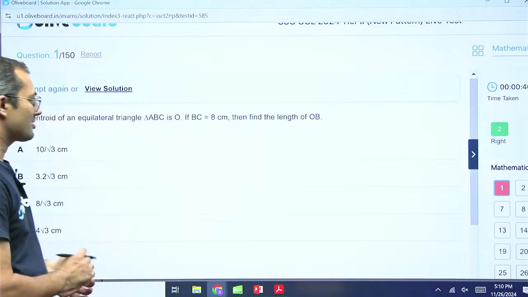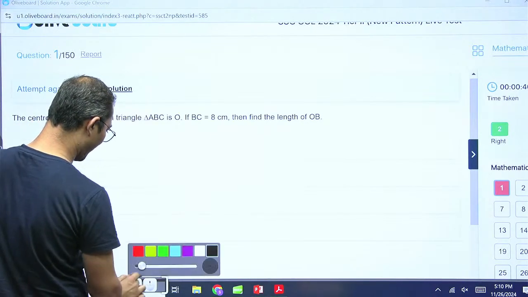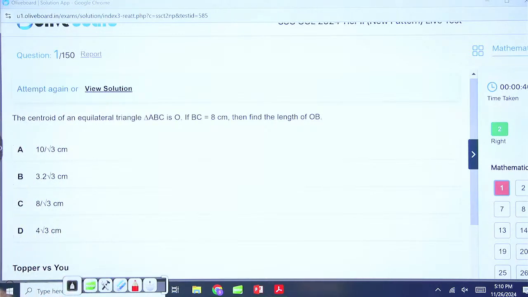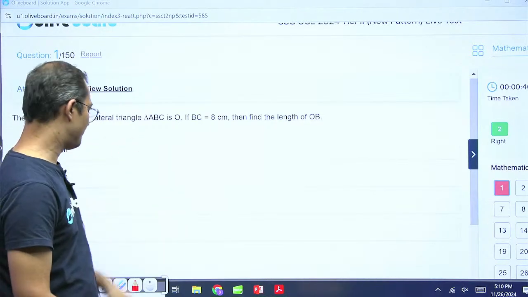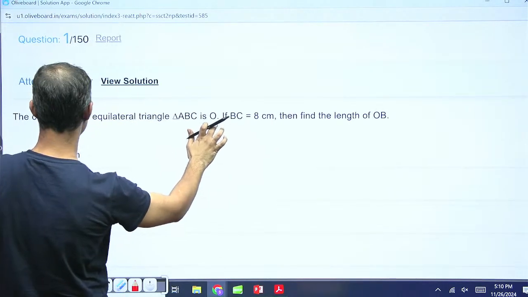So the first question is on your screen and this question is totally based on the formula, right? If you know the formula, you can directly do the question. See, the centroid of an equilateral triangle. See, I can enlarge it, right? I think now this is visible to you all, right?